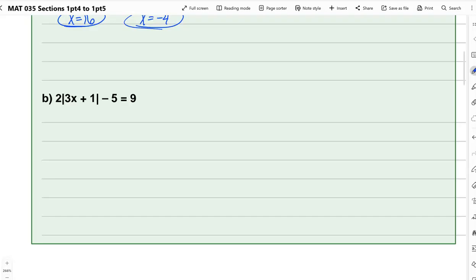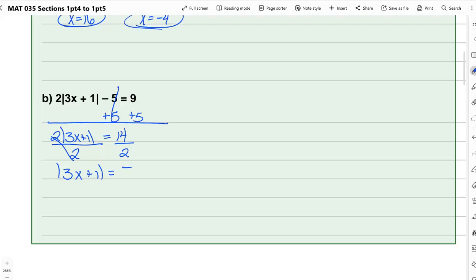For B, it's going to take a little bit more work. We have 2 times the absolute value of 3x plus 1, and then minus 5 is equal to 9. So we've got to get the absolute value by itself first. So we're going to start by adding 5 to both sides. 2 times the absolute value of 3x plus 1, and that's going to be equal to 14. Now we're going to divide by 2 on both sides. That's going to get the absolute value by itself. So we have the absolute value of 3x plus 1, and that's equal to 7.